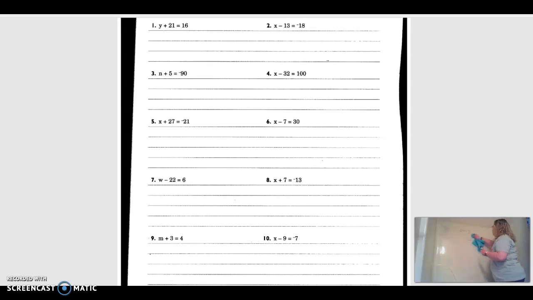Number 4. We have x minus 32 equals 100. Okay, again, undo our subtraction with addition. So we're going to add 32. 32's cancel. You're left with x equals 132.